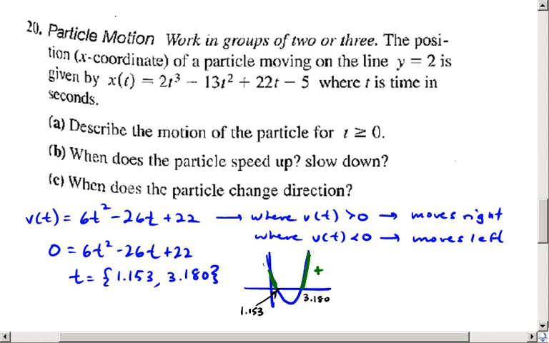So the two indicated regions of the graph that are in green are indicating where the velocity is positive, and that's indicating where the graph is moving to the right. So it moves right for 0 to about 1.153 and 3.180 to infinity.